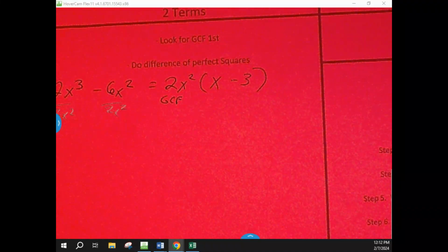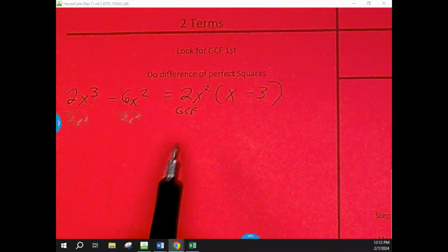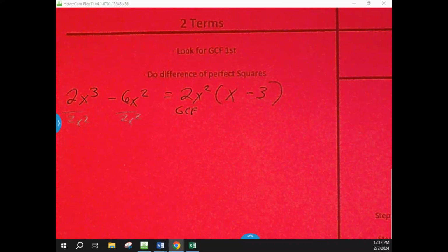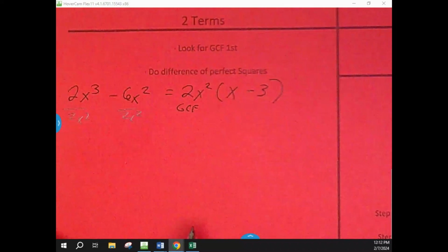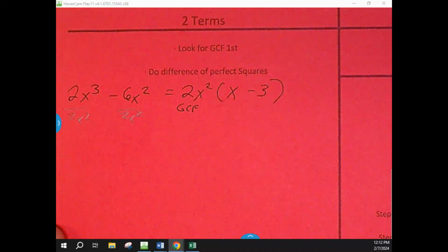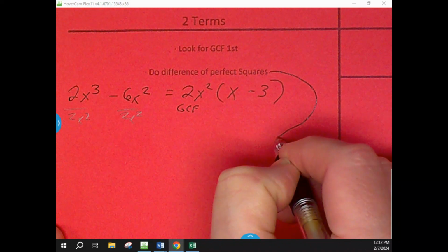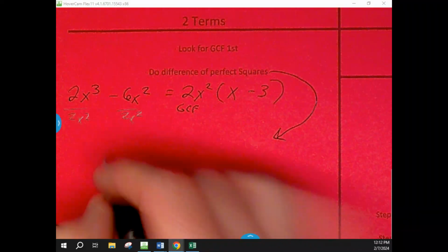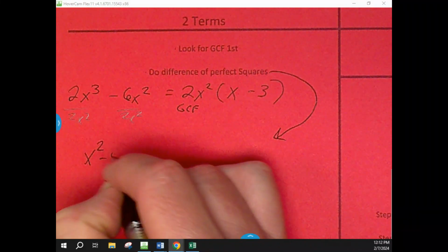Okay. Now, most of the ones that you're going to do with two terms are not going to be that way. They'll throw one of these in just to be sneaky. Most of the ones you're going to do are going to be difference of perfect squares. Okay, and what that's going to look like is something like this. It's going to be x squared minus 49.